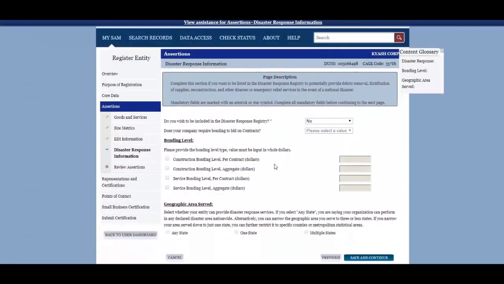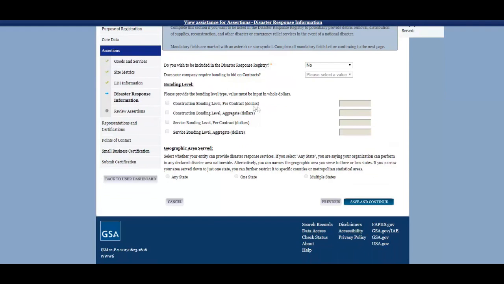Okay, we're at disaster response information. Do you wish to be included in the disaster response registry? We're going to say no, because we're not. This is more like construction, if you will, and of course you need bonding, which is sort of insurance against you screwing up on a job, and your client has to find somebody else.